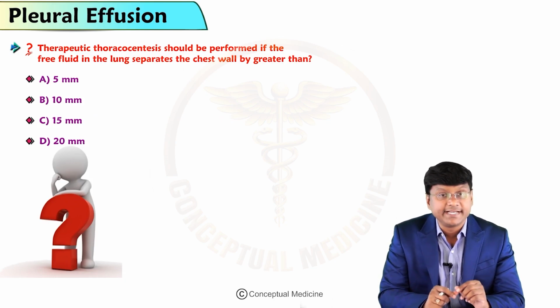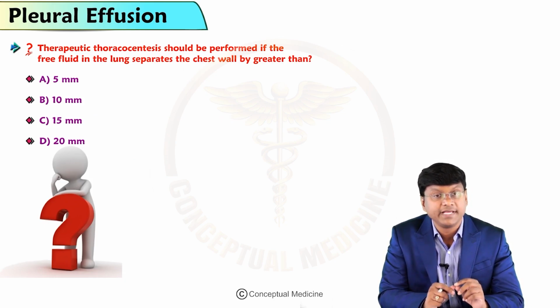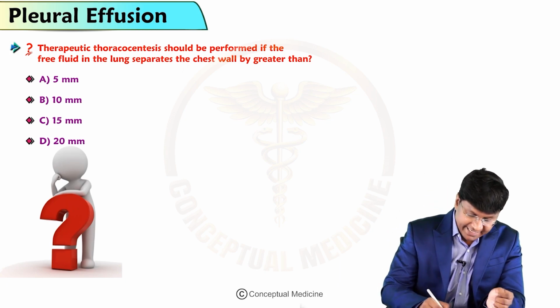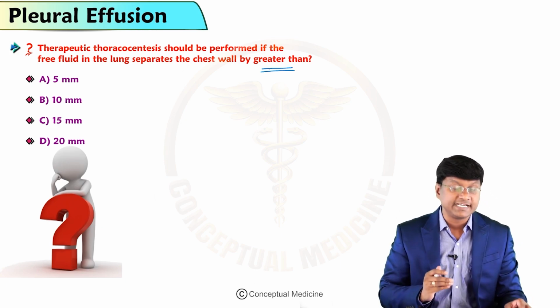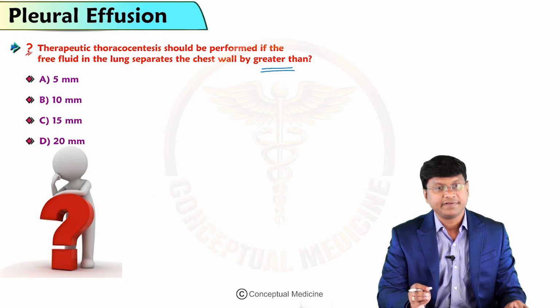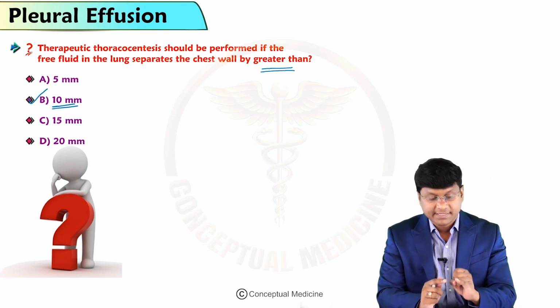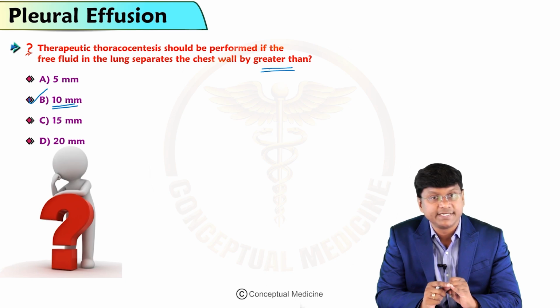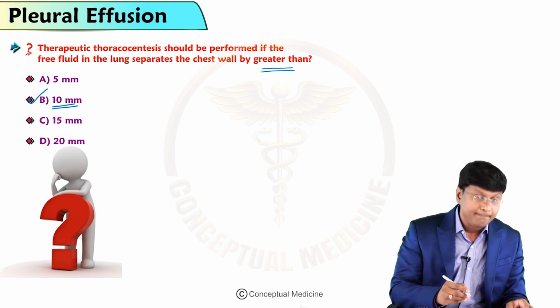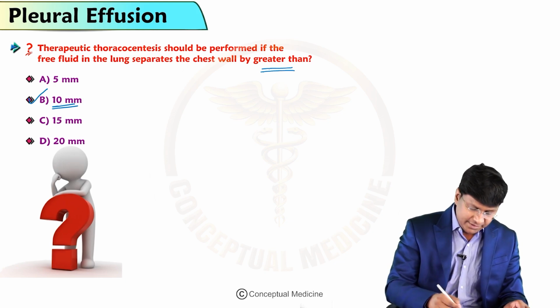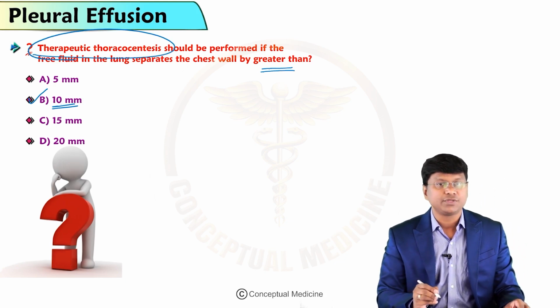Now the next question is, therapeutic thoracentesis should be performed if the free fluid separates the lung from the chest wall by greater than 5 mm, 10 mm, 15 mm, 20 mm. The answer is 10 mm. See, the possibility of parapneumonic effusion should be considered in patients with bacterial pneumonia. And if the free fluid separates the lung from the chest wall by more than 10 mm, then you need to do this therapeutic thoracentesis.